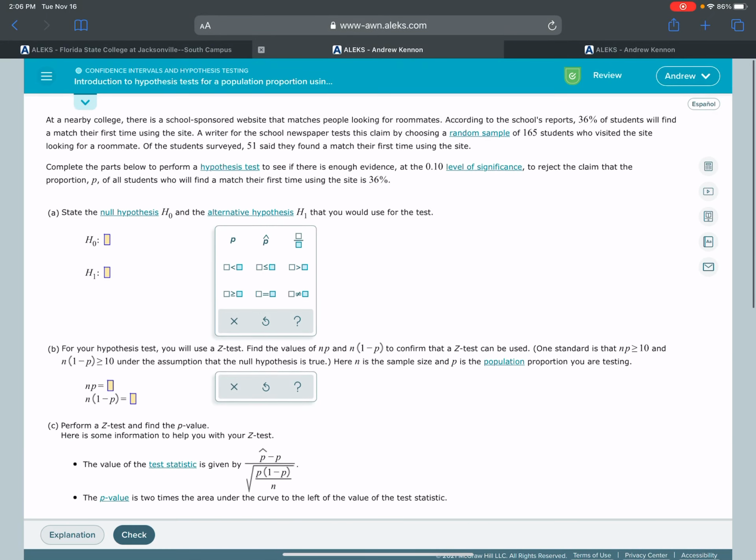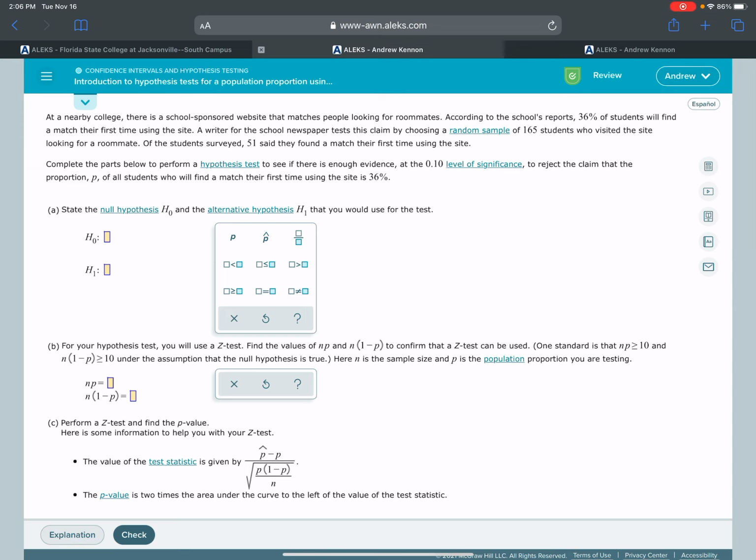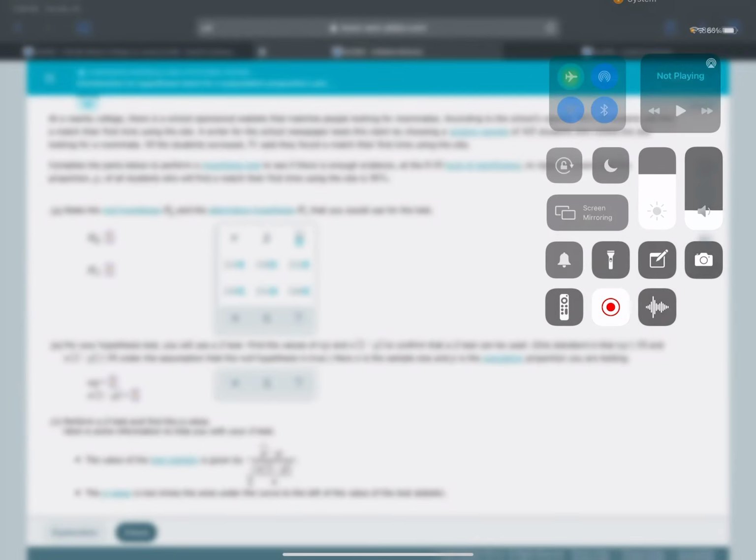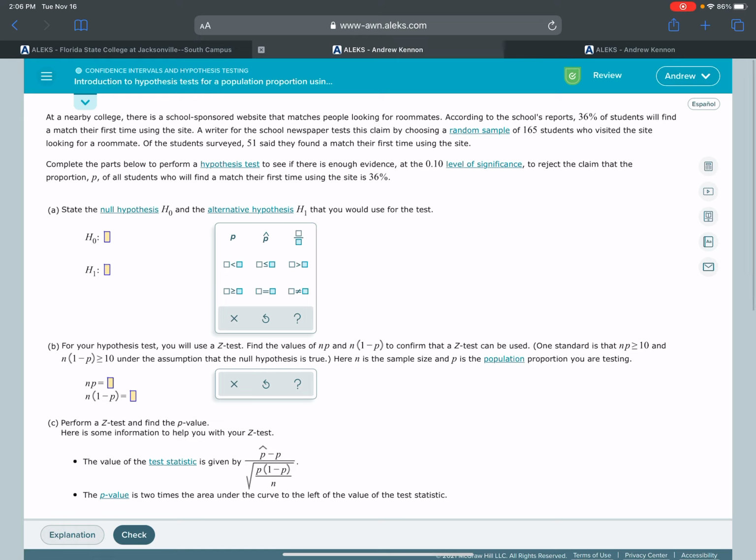This is a new one, so I'll do it. At a nearby college, there is a school-sponsored website that matches people looking for roommates. According to the school's report, 36% of students will find a match for the first time using the site. A writer for the school newspaper tested the claim by choosing a random sample of 165 students who visited the site looking for a roommate. Of the students surveyed, 51 said they found a match.